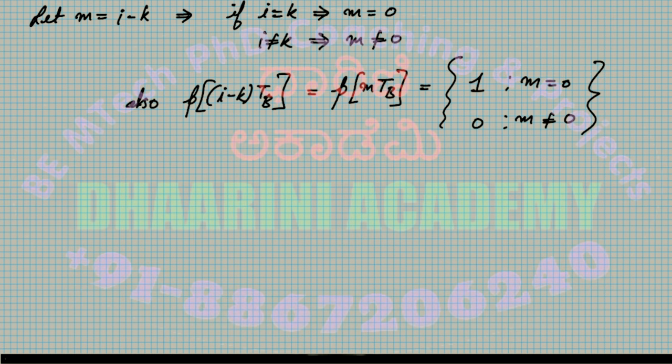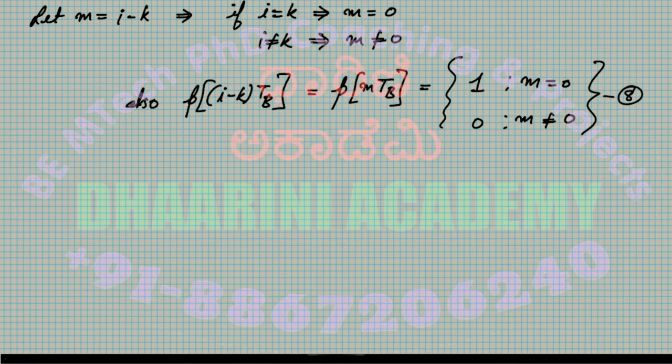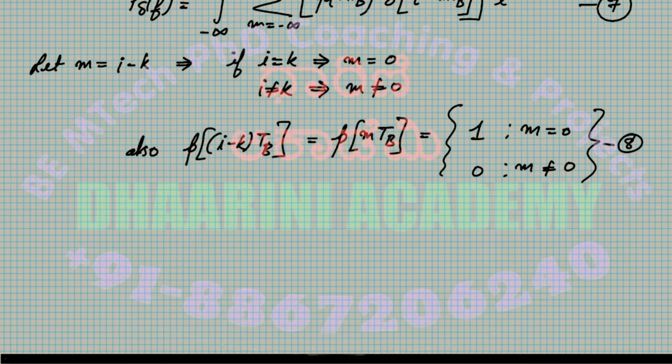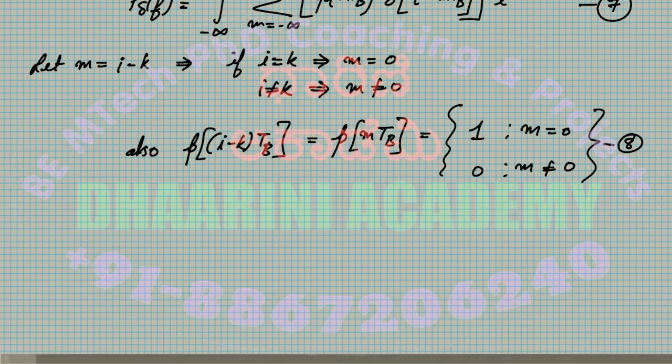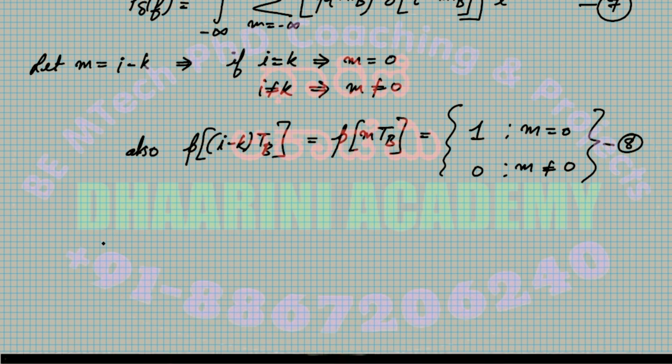Now what I do, I'll go back to my previous equation. Let me call this equation number 8. Let us use this in the previous equation. So this means equation 7 becomes P delta of f is equal to, right? So you see, P of m Tb, and again, I'm trying to substitute m equal to 0. When m equal to 0, what happens? This is integral minus infinity to plus infinity. So you see, whenever m is not equal to 0, what is this function? It is 0, right?